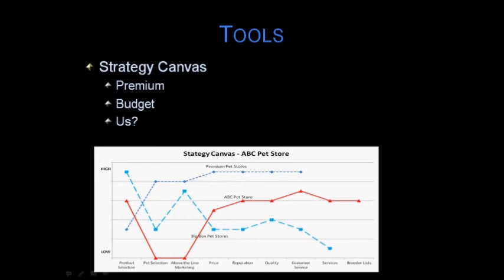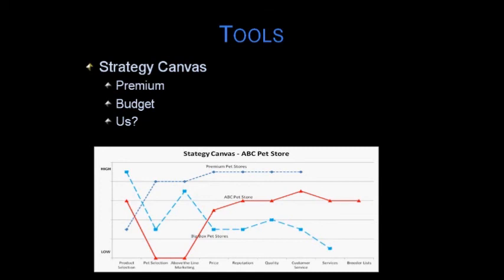Then, if you look at us, we're the red line. We have a medium product selection, better than a premium store, but not as good as a box store. We don't offer pets anymore. We've decided no pets. So we have very low pet selection, and all of our marketing is customized. We have a medium price, medium reputation, and medium quality, all somewhere between the two. We have better customer service than the box stores, but not like the premium pet stores. We offer services at a pretty high level.